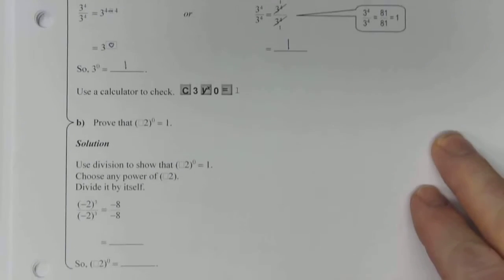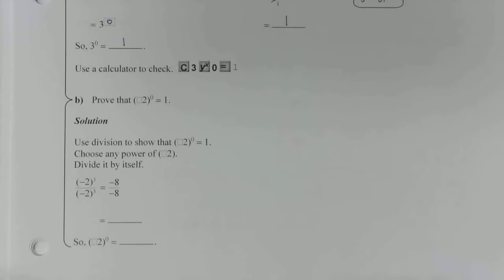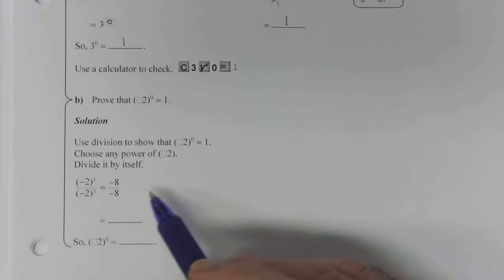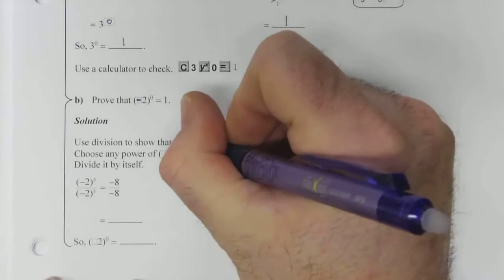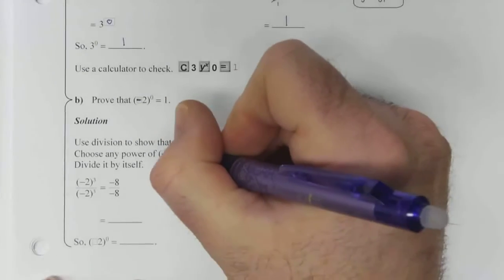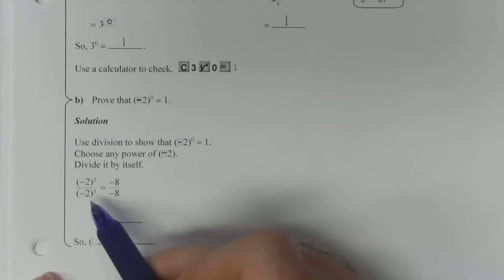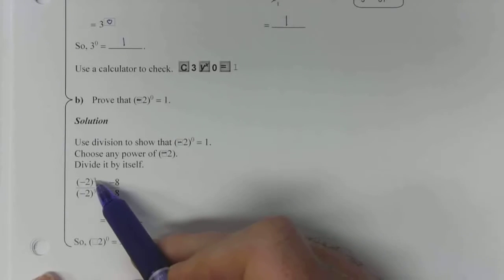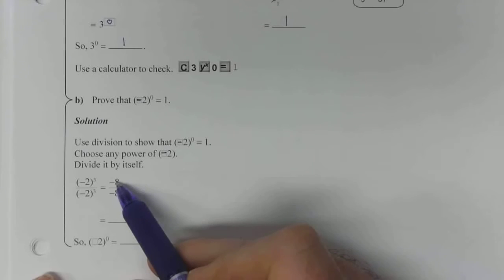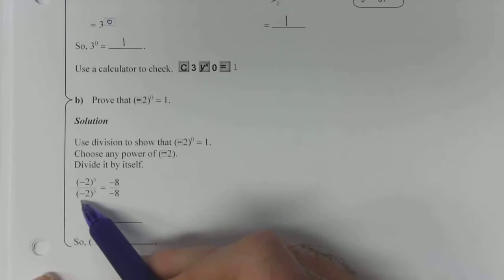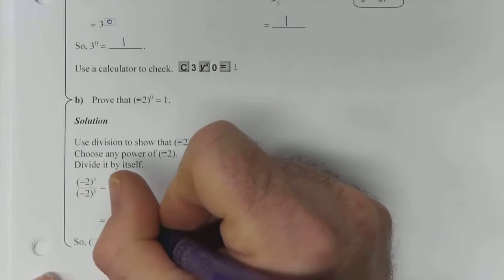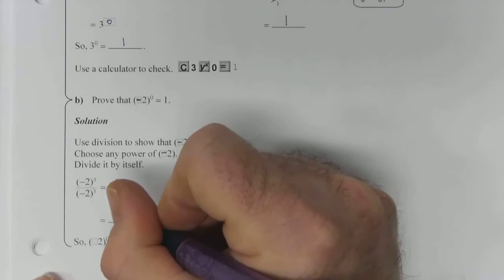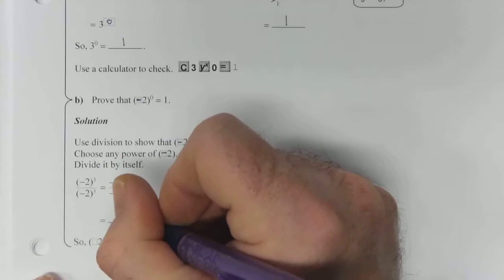So, part B, we want to prove that negative 2 to the 0 is equal to 1. Again, we can use division to show that. We can choose any power of negative 2. So we've chosen 3. So negative 2 to the 3rd power is equal to negative 8. Divide it by negative 2 to the power of 3, or negative 8. Negative 8 divided by negative 8 is just 1. 8 divided by 8 is 1. Negative divided by negative is positive, so it's positive 1.